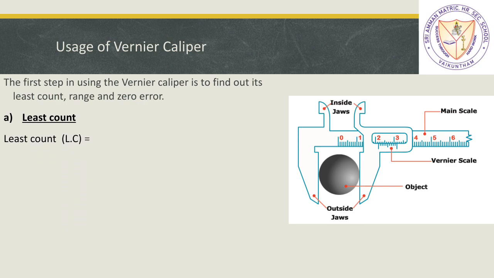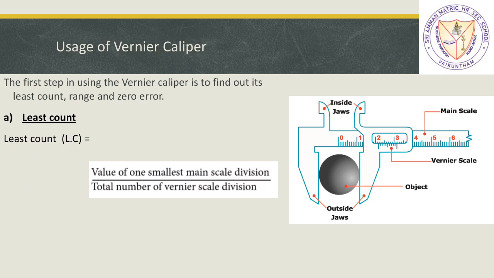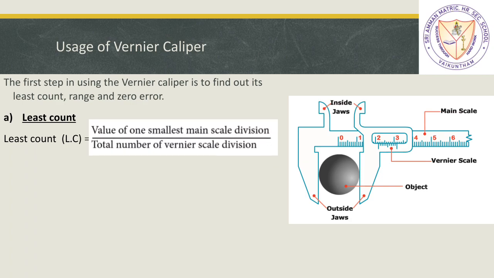There is a fixed formula for that. Least count, which in shorthand is written as LC, is equal to the value of one smallest main scale division divided by the total number of vernier scale divisions.